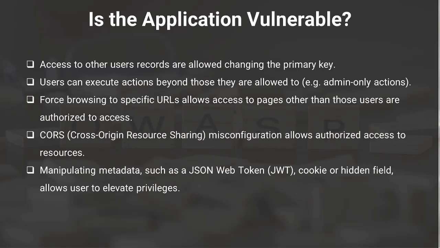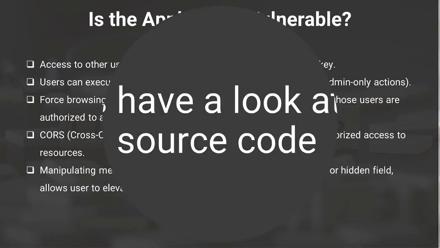Misconfigured cross-origin resource sharing policies may allow access to resources from unauthorized origins. In such situations, attackers who are able to drive victims to visit a website under their control will be able to interact with the application behind the scene and on victims' behalf. If untrusted data, such as values from cookies or hidden fields, drive access control decisions, then the application is likely vulnerable.